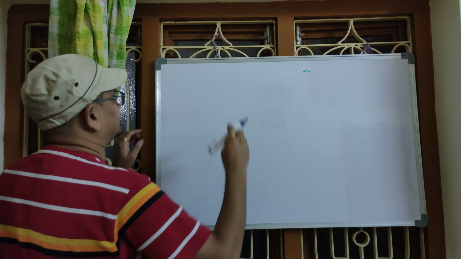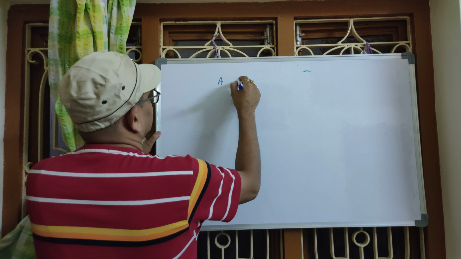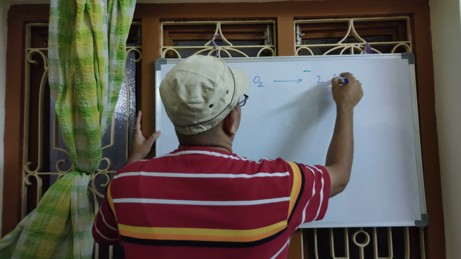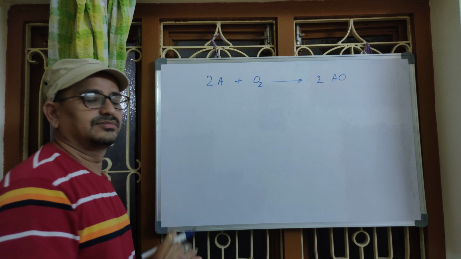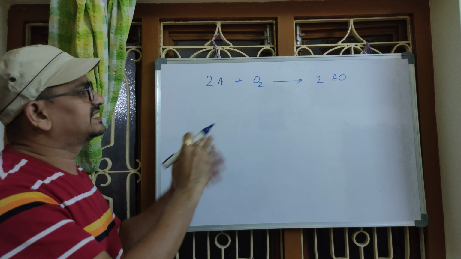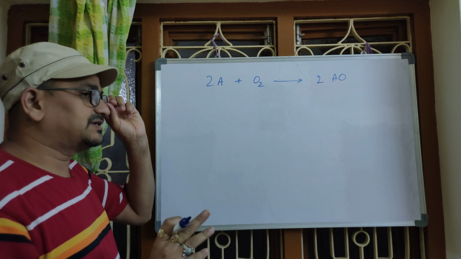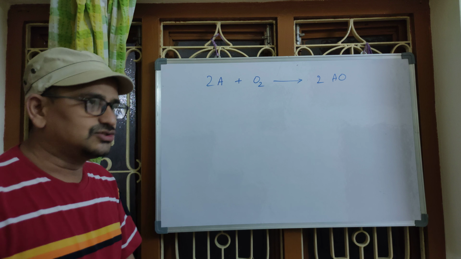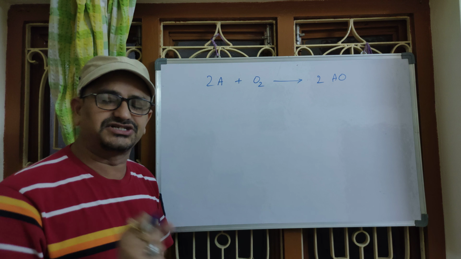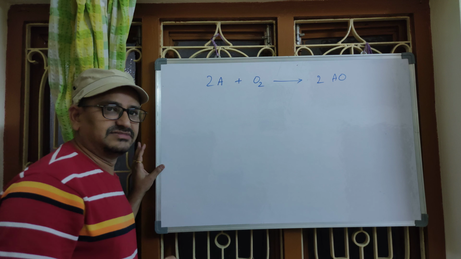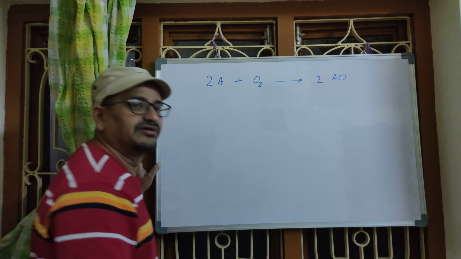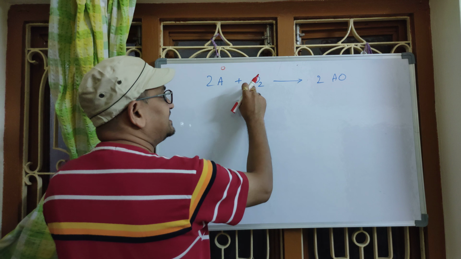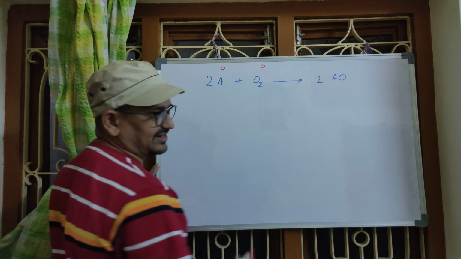Let us take the same known example. A plus O2 gives rise to 2 moles of AO. Yes, same example, known example. Now let us study. I told you, to predict this oxidation reduction reaction, the best method is change in oxidation states. So we should be very, very perfect in finding oxidation numbers. What's the oxidation state of A in elemental state? Very good, 0. Oxygen is also in elemental state. What's the oxidation state? 0.